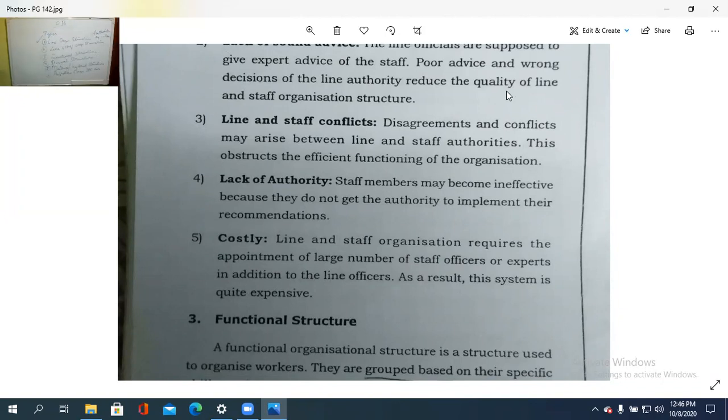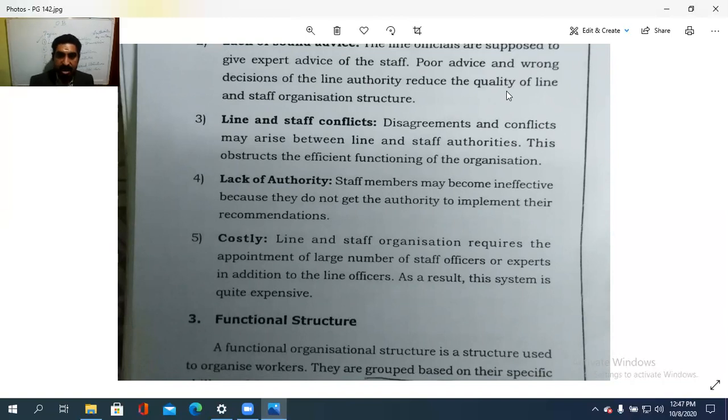The choices they give have to be told to the line authority. So sometimes they do not have a chance to get the authority to implement their ideas. They tell their ideas to the line authority, but sometimes the line authority makes changes before implementing it. So their recommendation is not implemented at all. So there may be lack of authority, and it is costly also.